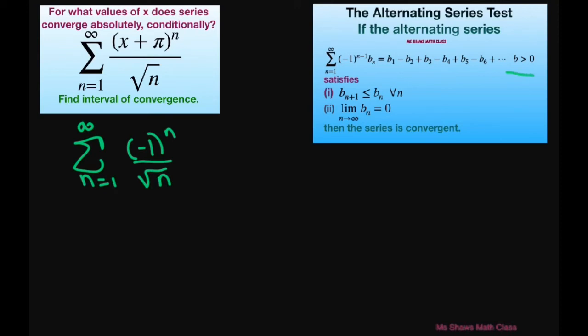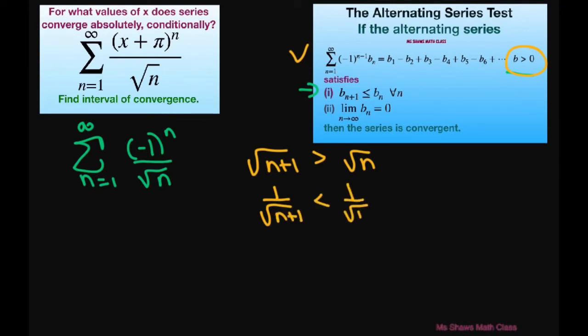Well, this is positive, given here, so that checks. We want to see that square root of n plus 1 is greater than square root of n. Therefore, 1 divided by square root of n plus 1 is less than 1 divided by square root of n. Also, the limit as n approaches infinity of 1 divided by square root of n is going to equal 0. So it is convergent by the alternating series test.